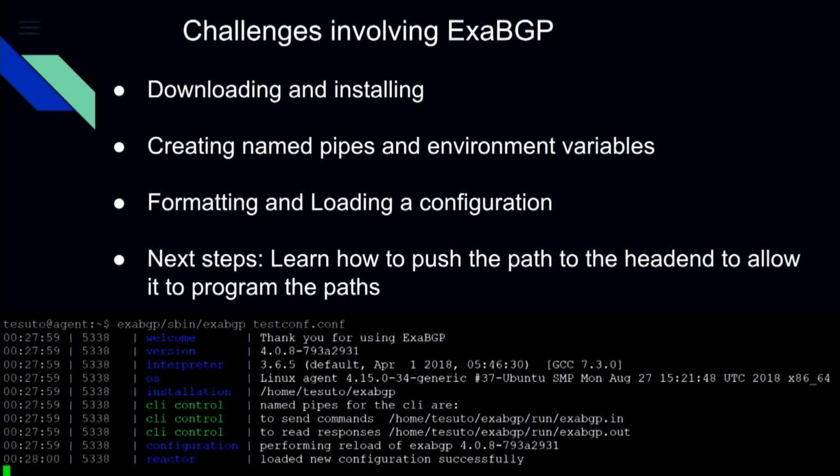So I eventually got a configuration to actually work with some dummy data, real IPs, real stuff, but nothing that actually came from the shortest path computation. And so you can see there, it's actually loading the configuration successfully. What I didn't get to was figuring out how to push that configuration to the head end to allow it to transmit, or program, the shortest path.